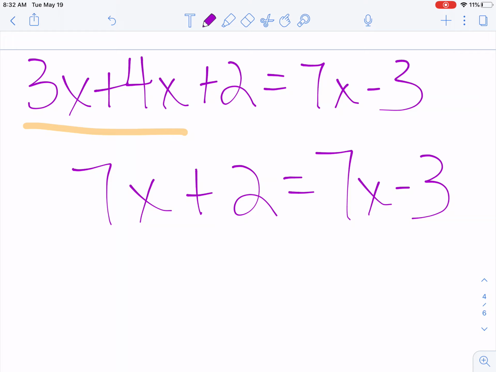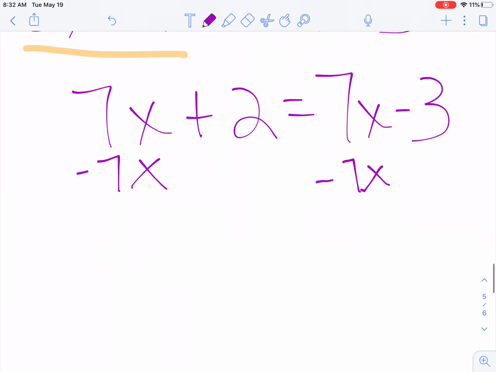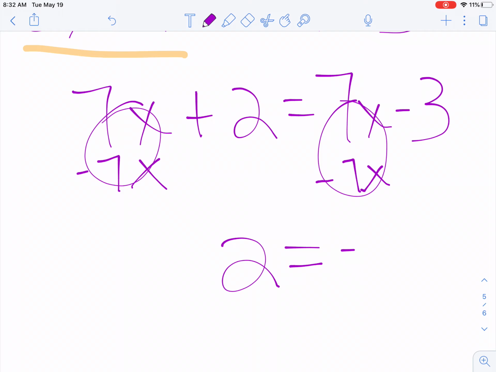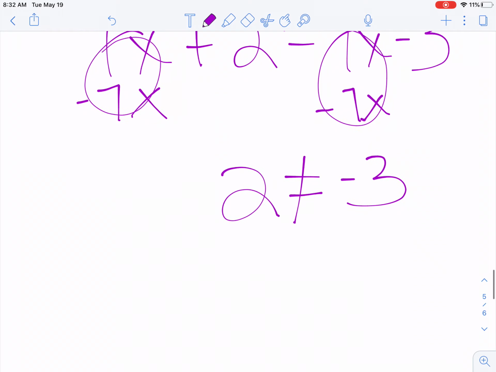So I'm hoping you're seeing that there's a 7x on both sides. So what's going to happen is when I subtract it here, I'd subtract it also here. That leaves me with zeros in those places, and I get 2 equals negative 3, which is not true. There is no solution.